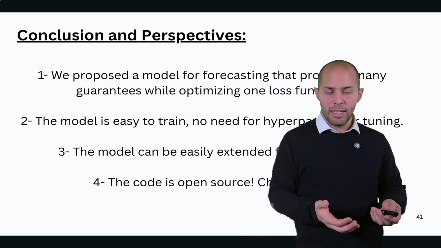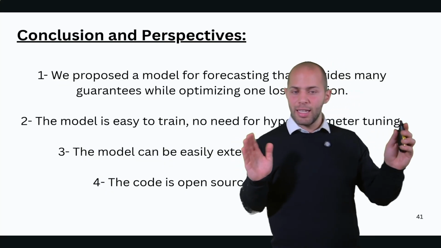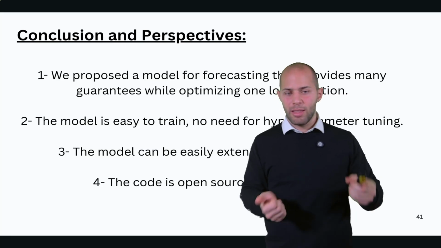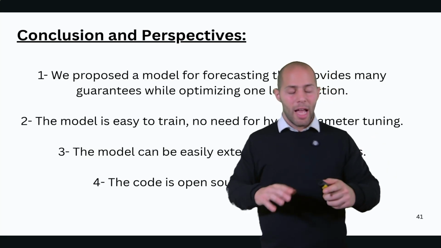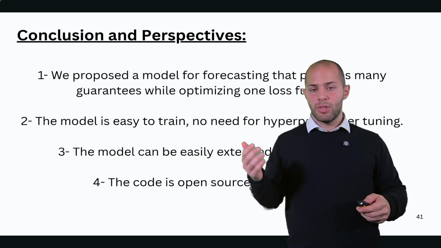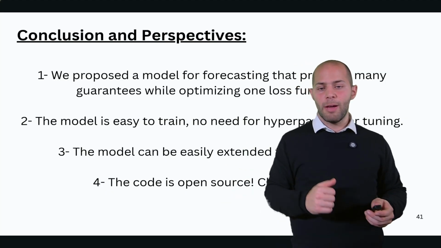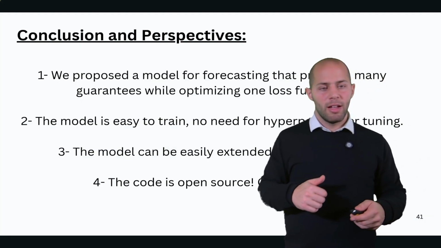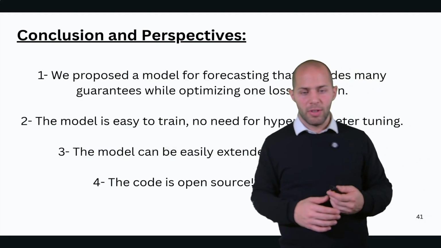that can do forecasting, so either forecasting along the training horizon or also forecasting to the future. And you have many guarantees, which are the stability, the linear ability, and all of these are only using one loss function. This is why the training goes easy and fast. We do not have lots of hyperparameter tuning. And finally, the model can be easily extended, for example, to have parameters or control differential equation.